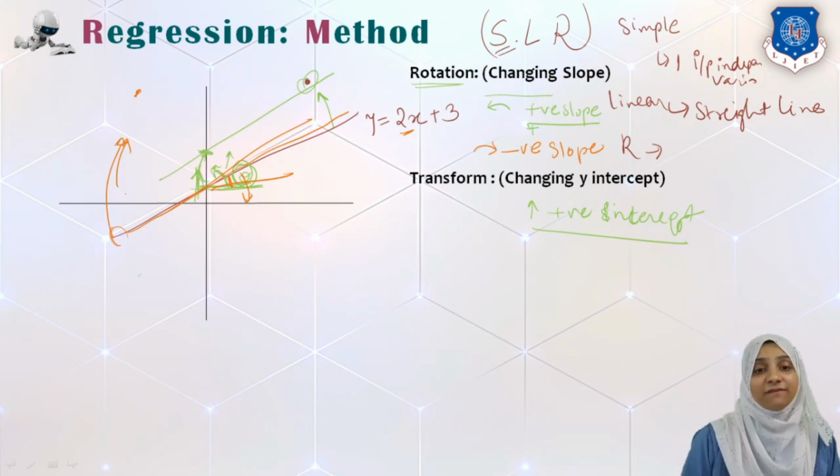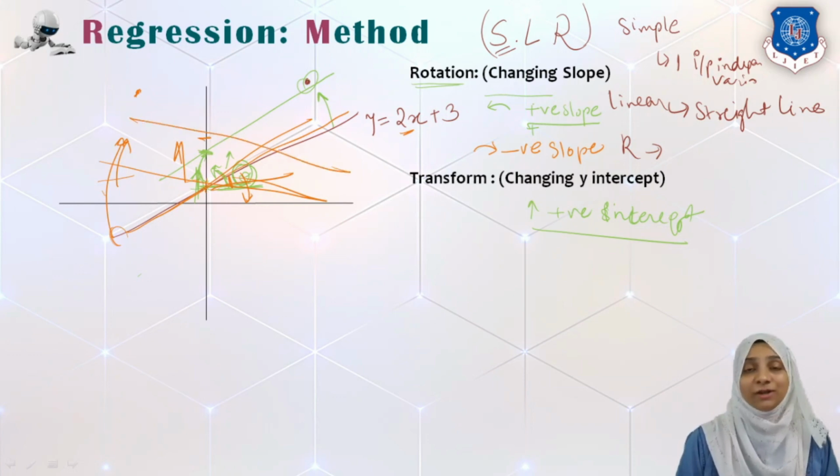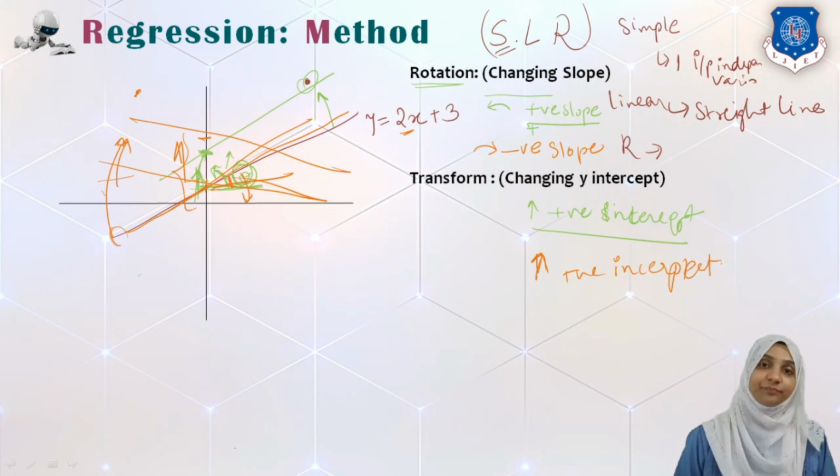Likewise, if we rotate this line in this way, it's still not close to our point. We have to take this line more upside. That means the y-intercept is also going to change. So rotation alone is not enough; we have to take this line further up. Taking it up is nothing but an increment. We have to increment our y-intercept, so the intercept is also going to increase.